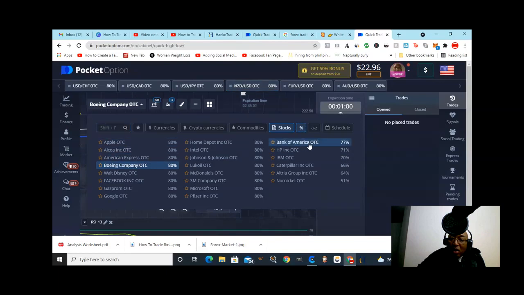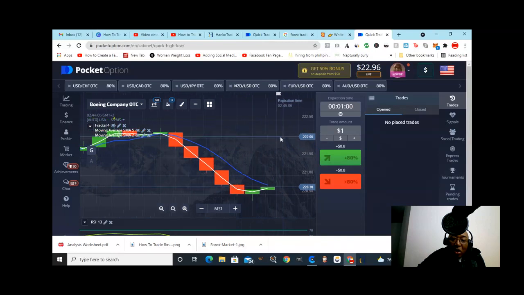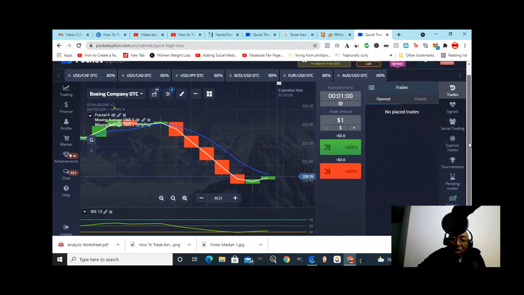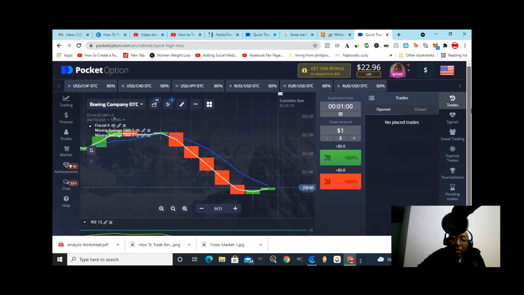So here, what's forming here? The RSI is down here. It's in the oversold position. So that's not a good setup for us because, you know what's going to happen? We don't know what's going to happen.